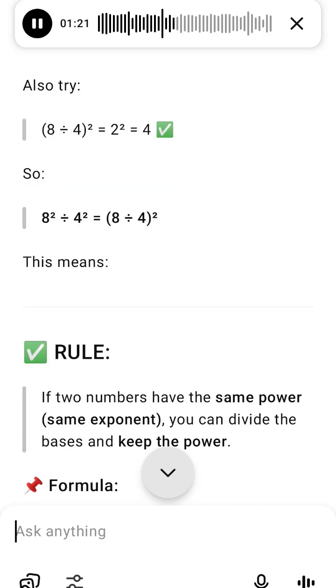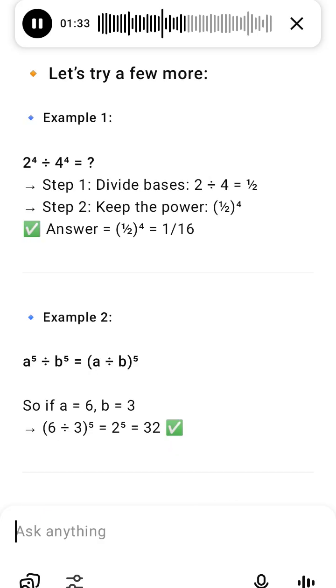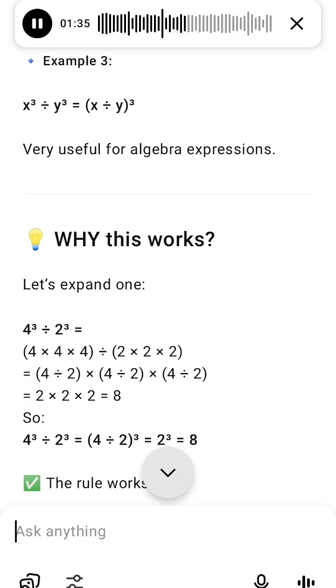2. Expressing products with the same exponent. Rule: if you have two powers with the same exponents and you're multiplying them, a^n times b^n equals (ab)^n. Multiply the bases, keep the exponent the same. Example: 3 squared times 4 squared equals (3 times 4) squared.